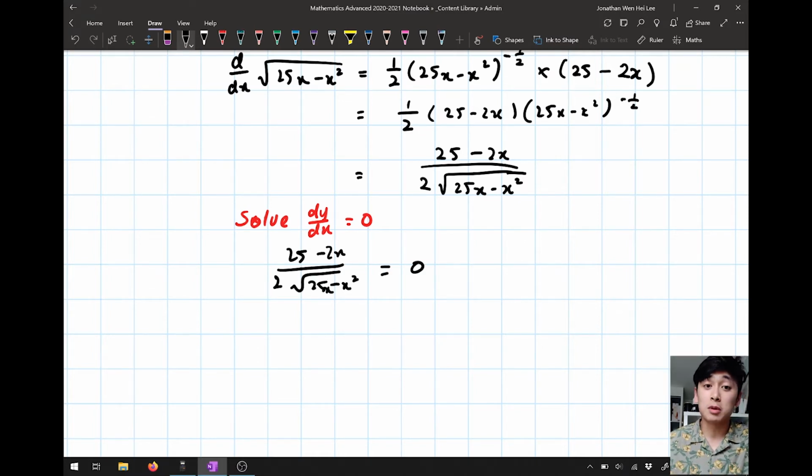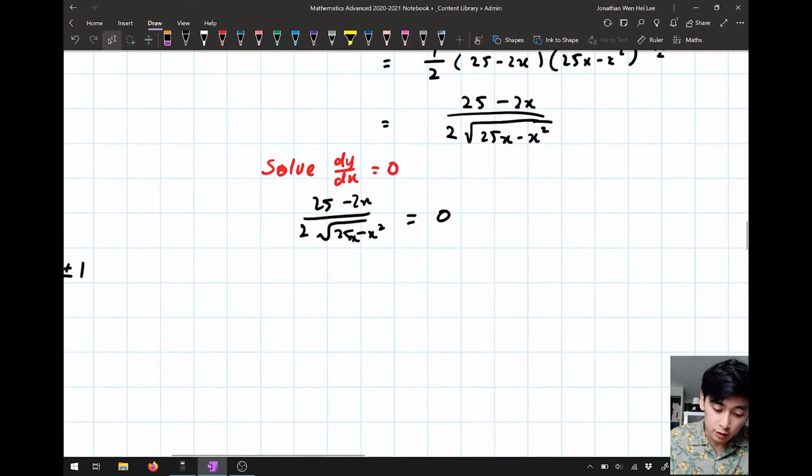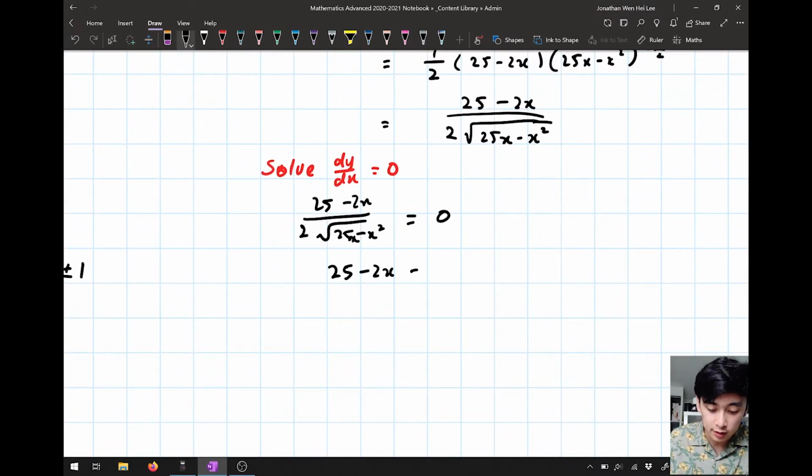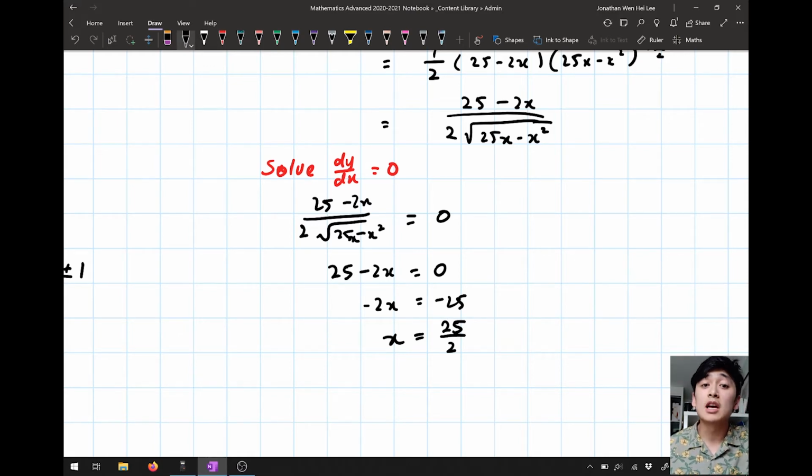When I solve this, I multiply by the denominator, which just gets rid of the bottom part. So this just means I have 25 minus 2x is equal to 0. Negative 2x is equal to negative 25. So x is equal to 25 over 2. So this tells me that this particular graph, when I graph it, will have a horizontal point when x is equal to 25 over 2, or 12.5.